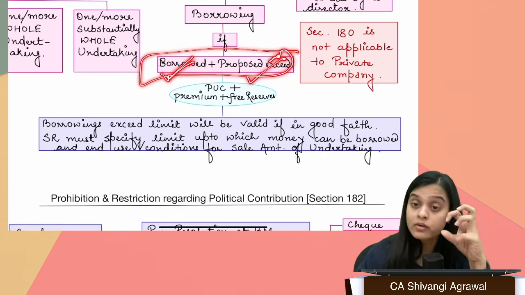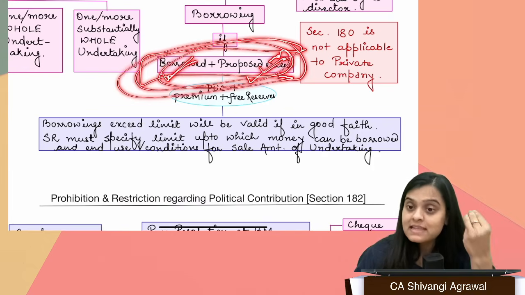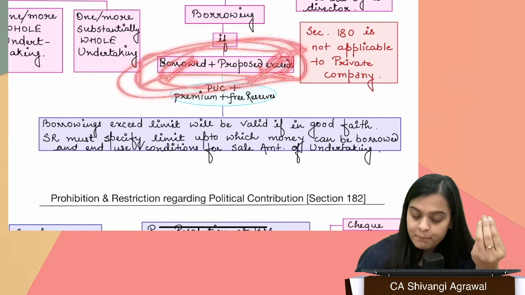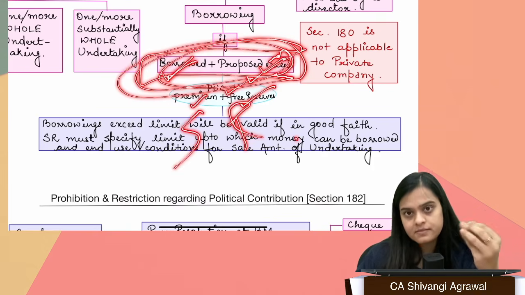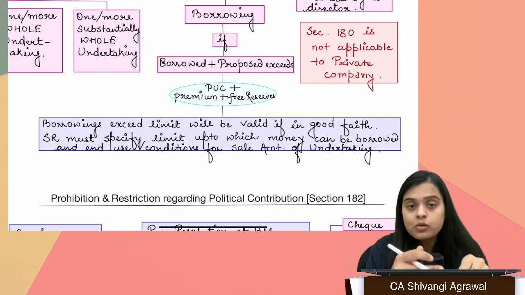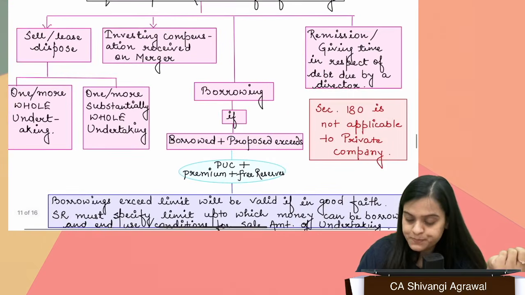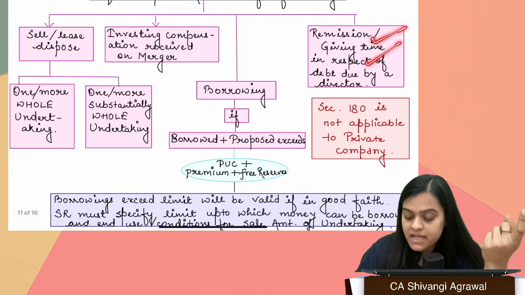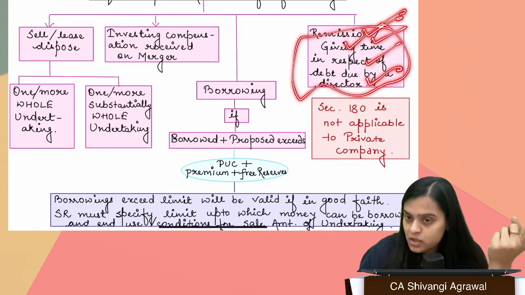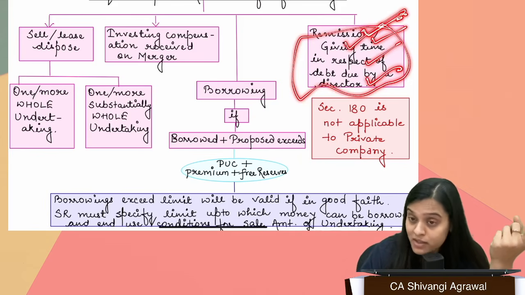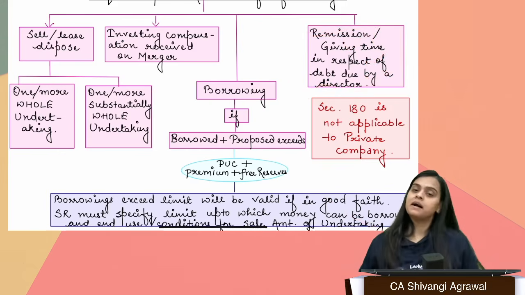So whatever amount you have already borrowed plus what you're proposing to borrow, if that exceeds paid up capital plus securities premium plus free reserves, then you need SR. If it is not exceeding or within that limit, then BR at BM is going to be sufficient. The last one. If you give time to your director, if you extend the repayment of loan time to your director or remit the loan given to the director, then you have to pass SR.